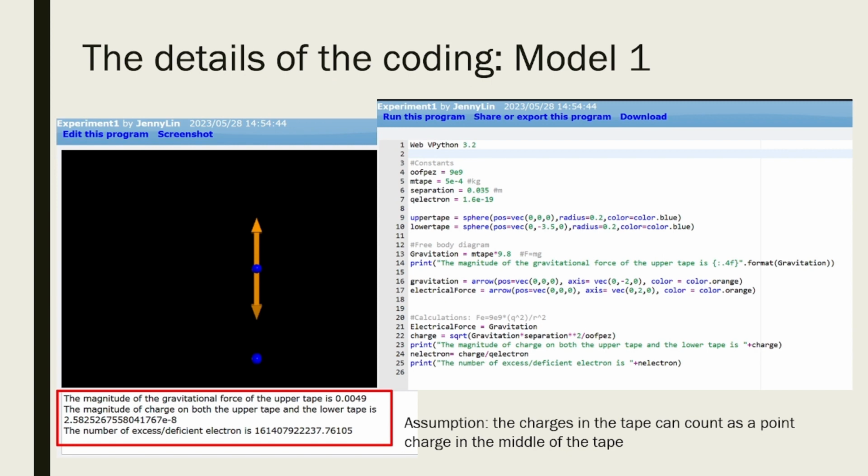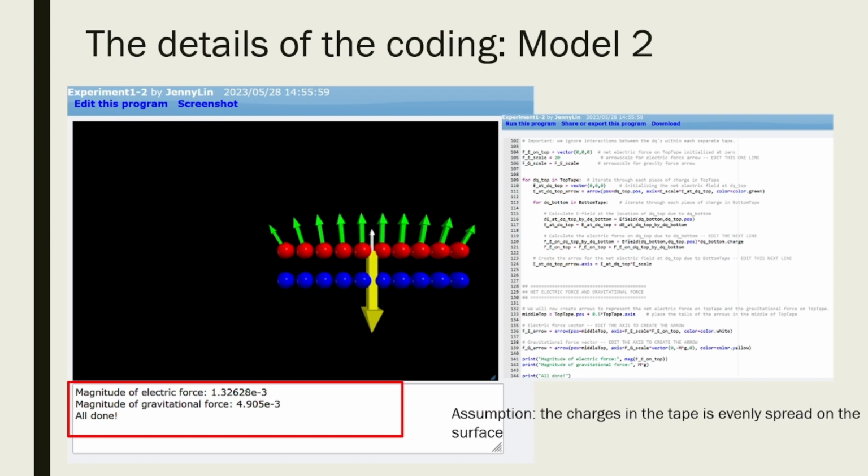So after doing the physical model, we can do the computational model. In this model, we assume that the charge in the tape can count as a point charge in the middle of the tape. So the two blue dots are tape B and tape A, and the orange arrows are the upward electric force and the downward gravitational force. The computation and the result in this coding is exactly the same as what I did above, so I will not repeat myself.